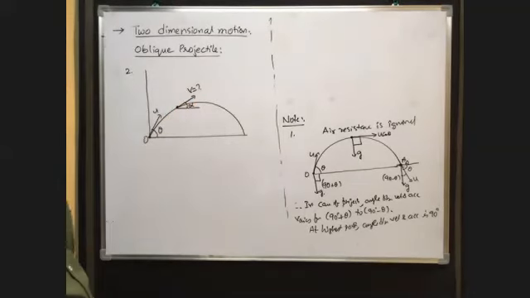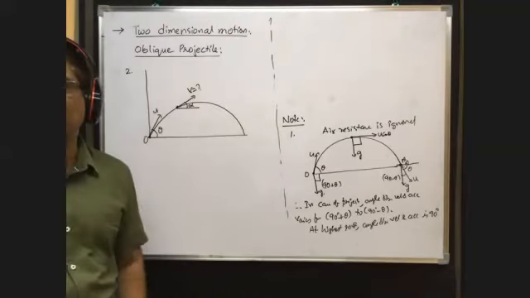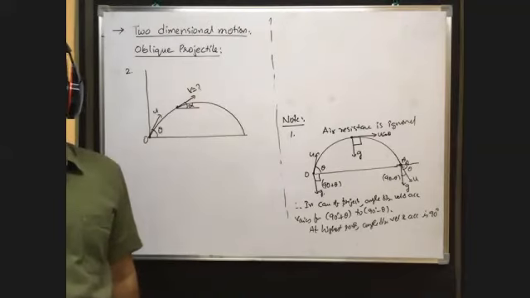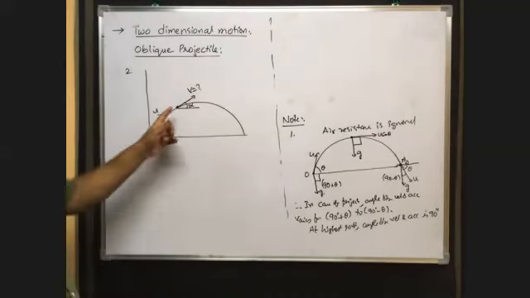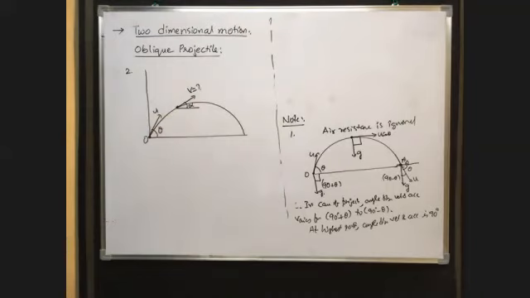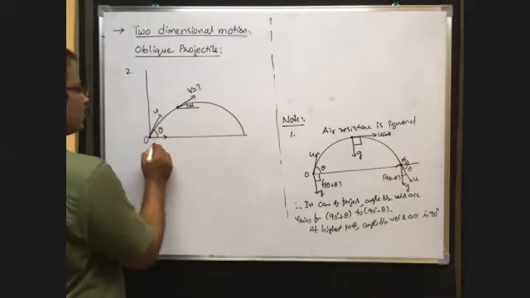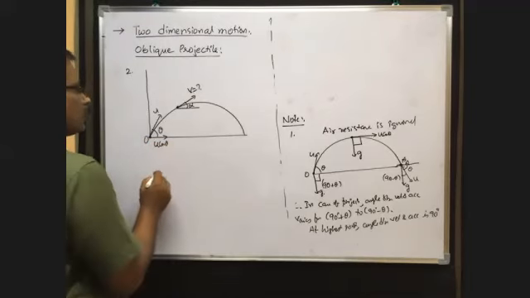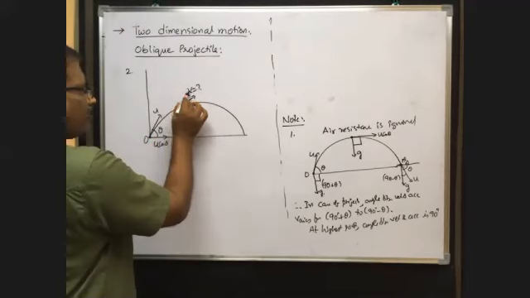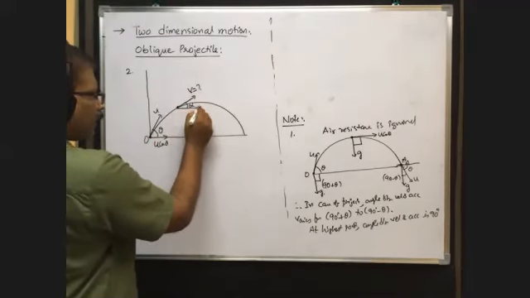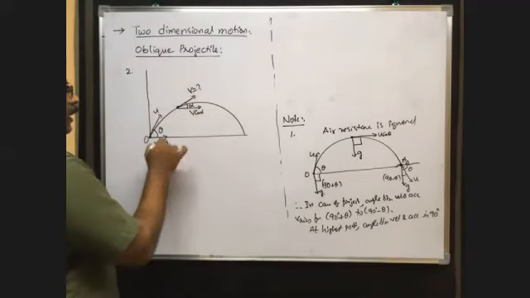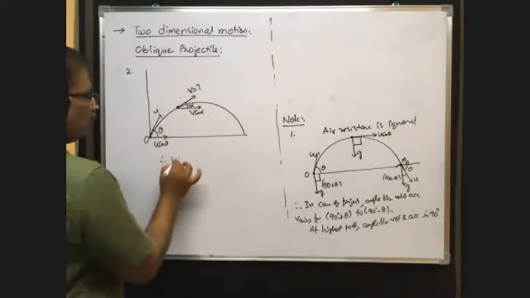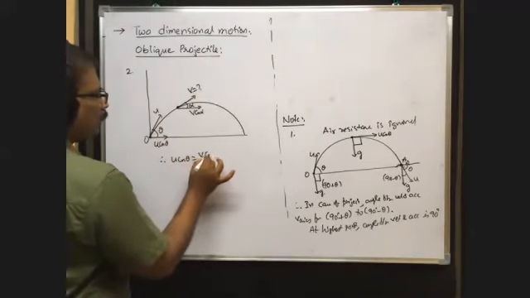V, they asked. It was asked in the mains. How can we write? At the point of projection, the horizontal component of velocity is u cos theta. At this point where its velocity is to be determined, the horizontal component of velocity is v cos alpha. But at any point, the horizontal component of velocity must be the same. That's why u cos theta must be equal to v cos alpha.